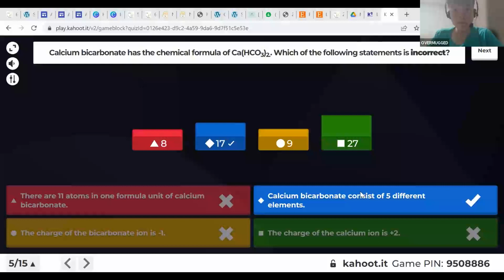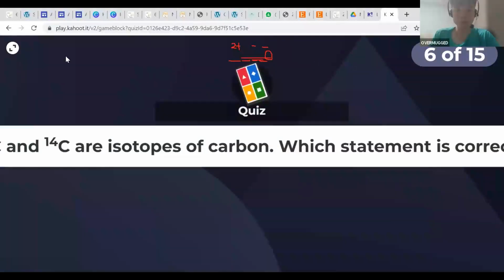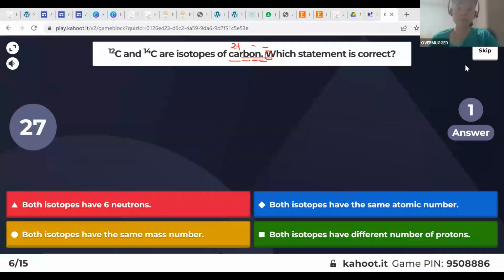Okay, there is only 4 capital letters, so 4 different elements. Calcium is group 2, so it will form a 2 plus ion. It will kick out 2 valence electrons to obtain a stable electronic configuration. If this is 2 plus, that means this thing has to be minus minus. That's why I have 2 over here. So the question is asking for incorrect, by the way. These are actual exam questions. I took it from the exam paper.